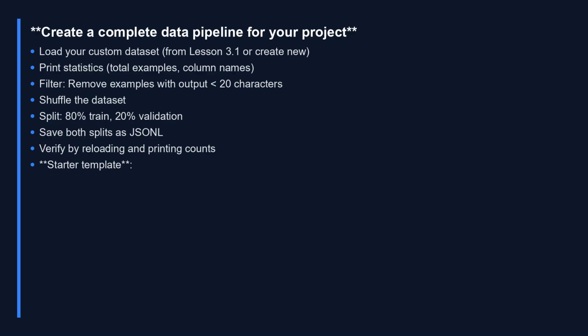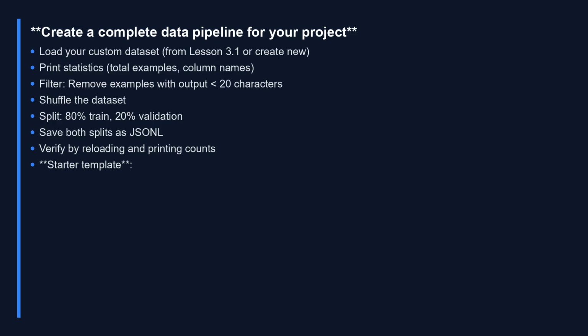Filter out any examples where the output is shorter than 20 characters. Shuffle the dataset. Split 80% for training and 20% for validation. Save both splits as JSONL files. Then verify the save worked by reloading both files and printing their row counts.